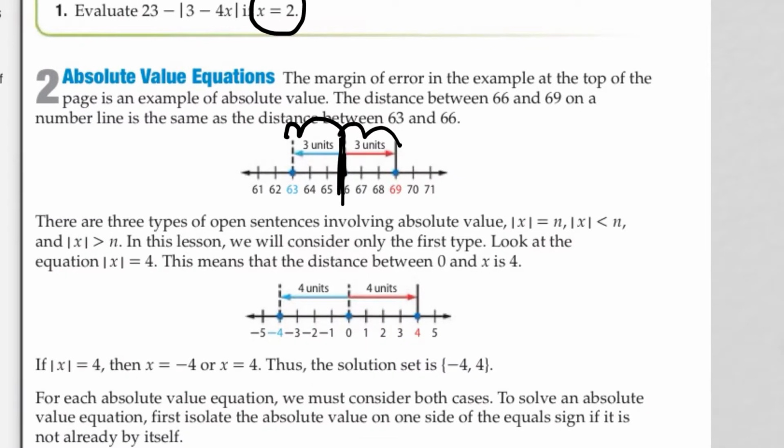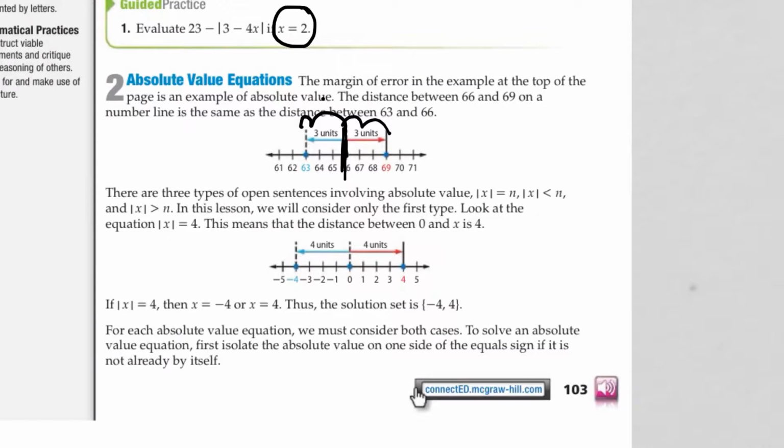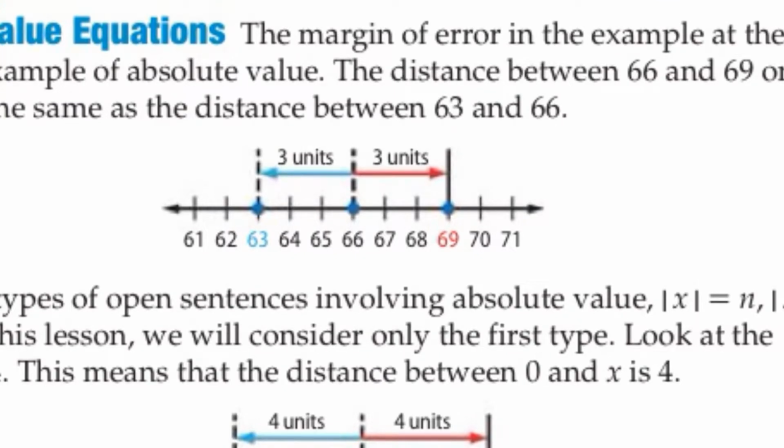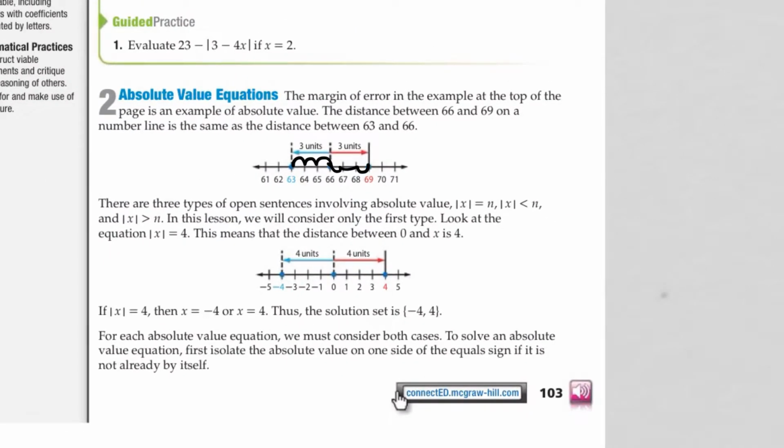Here's why. It says the margin of error, read this carefully, in the example at the top of the page is an example of absolute value. The distance between 66 and 69 on a number line is the same as the distance between 63 and 66. If you notice, that's true. If I look at it, how many steps is it? 1, 2, 3. But on the other side, 1, 2, 3. That means I have technically, in a way, 2 solutions.